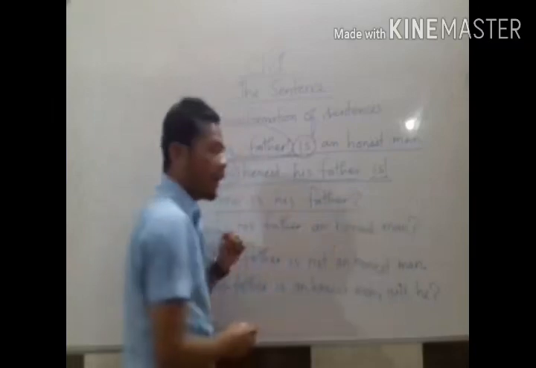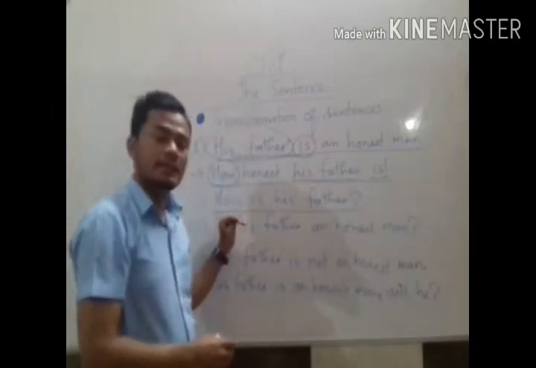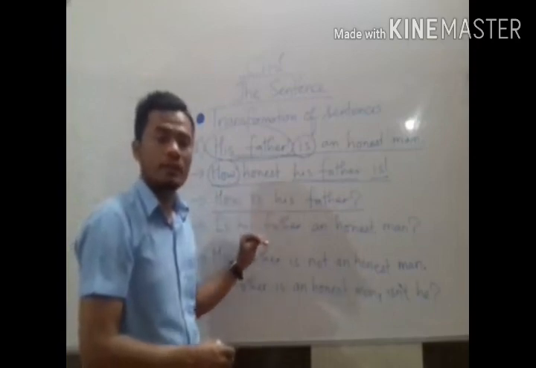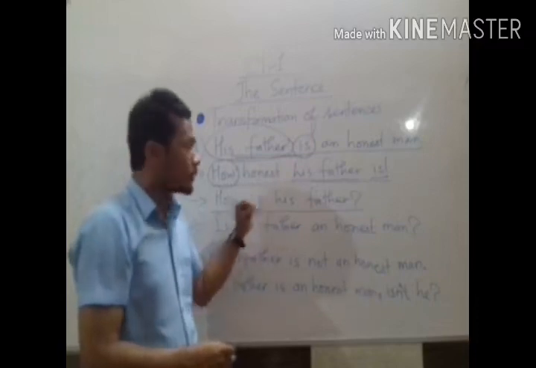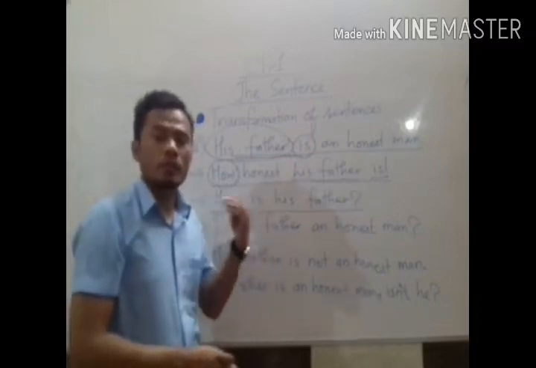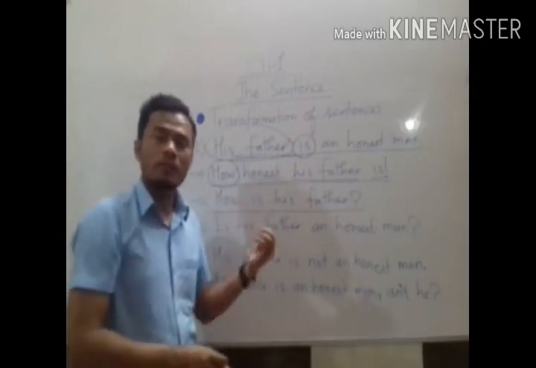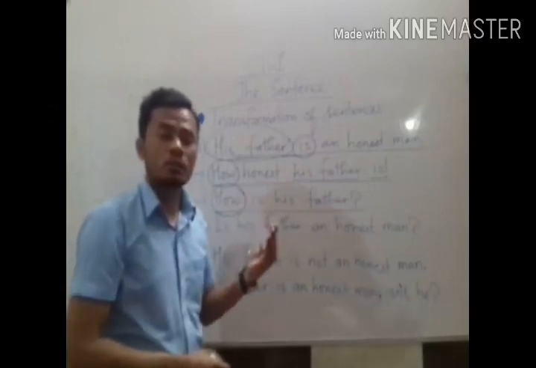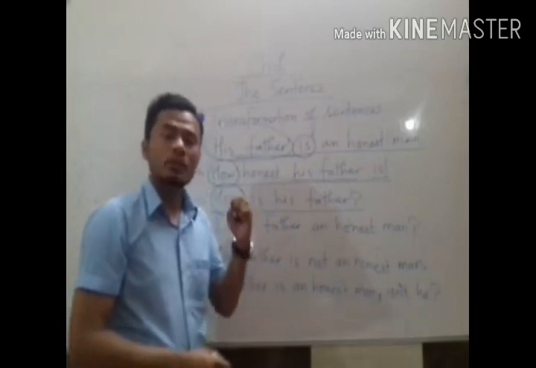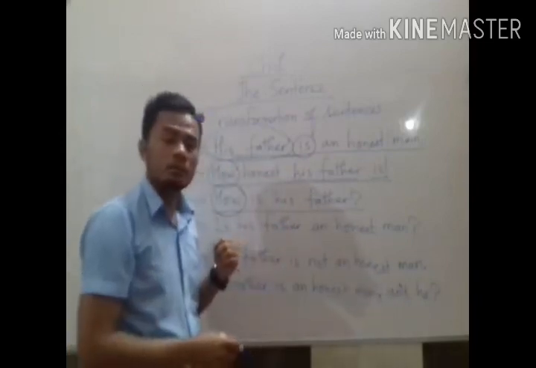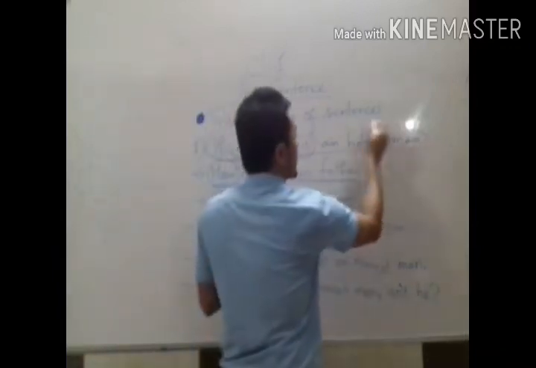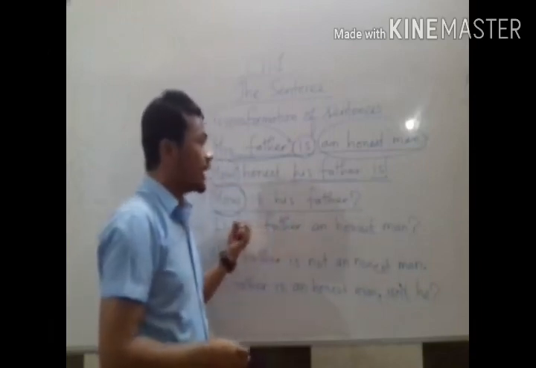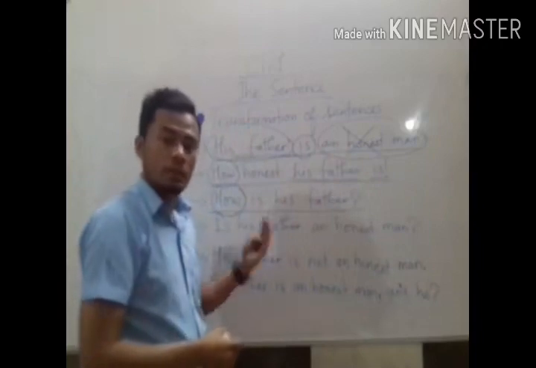Now come to the third sentence here. How is his father? This is an interrogative sentence, a WH question. Whenever we frame interrogative sentences by using WH words, we have to omit the answer word from the sentence which we are changing into the question. Like, his father is an honest man. What is the answer word? An honest man. So an honest man is the answer word, and whenever I am framing a WH question, I have to remove this answer word from the sentence.